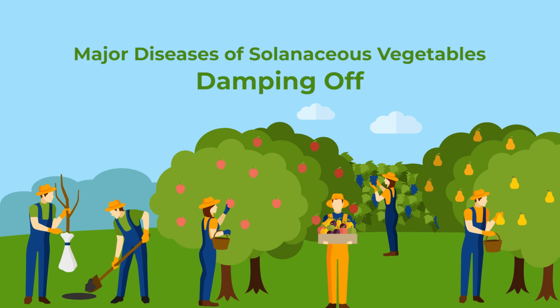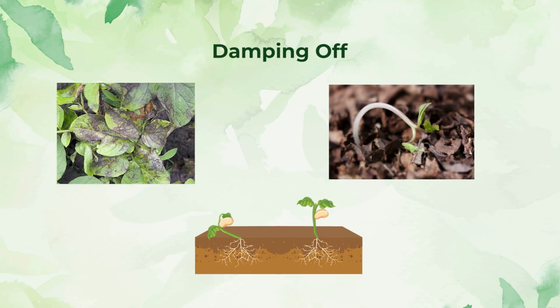First, damping off. This is a common disease among nursery plants. Tomato, chili and brinjal seedlings are generally attacked by soil-borne fungi. Fungi like Phytophthora and Pythium species are the causal organisms. Fungi infect seedlings in the collar region, causing decay of tissues. Infected seedlings cannot stand upright and collapse. It is commonly seen during the rainy season and under water stagnation conditions.